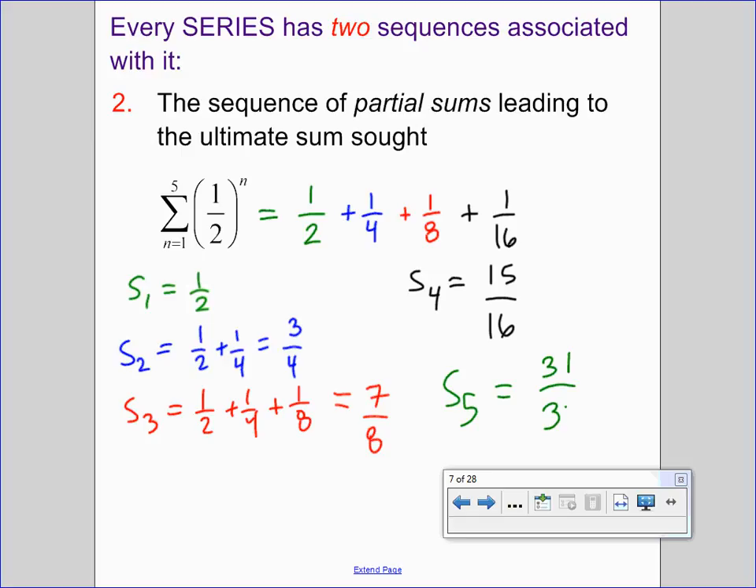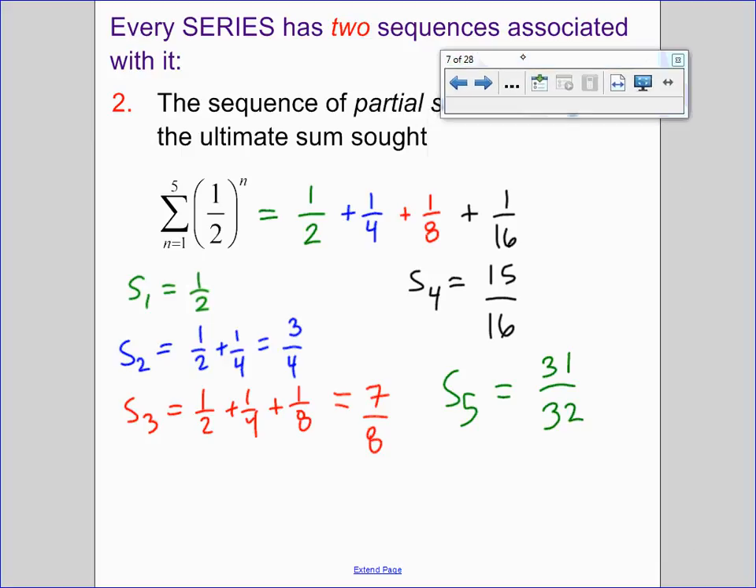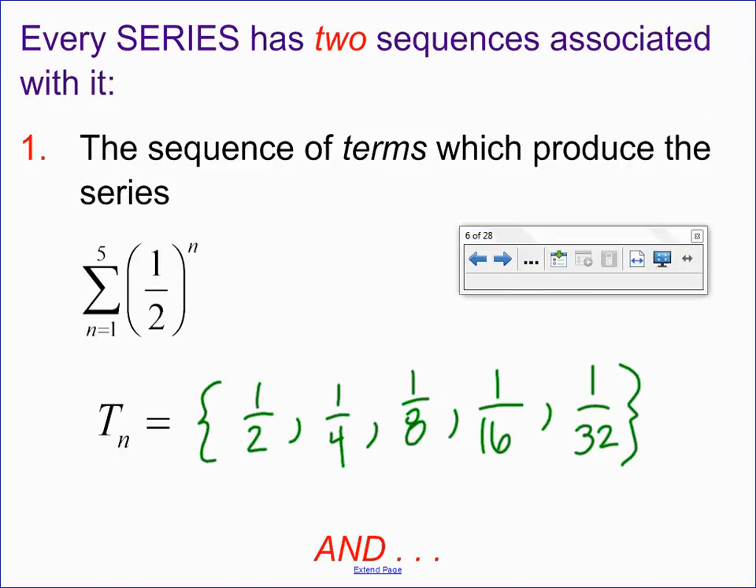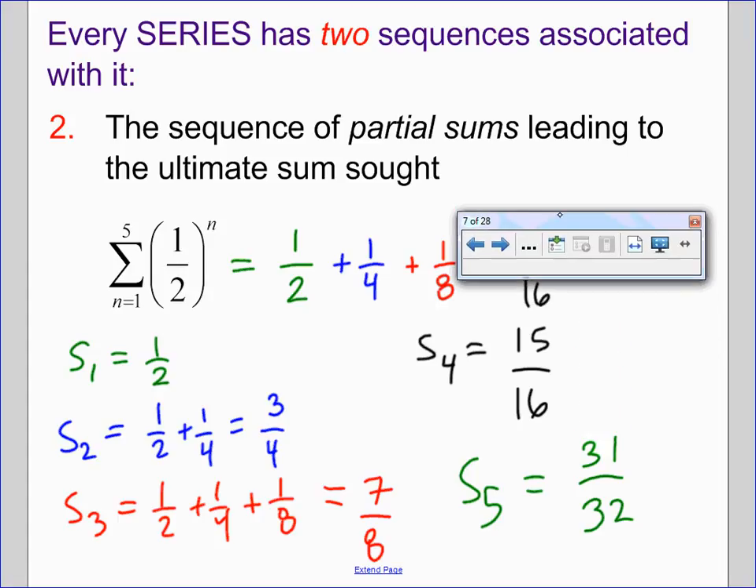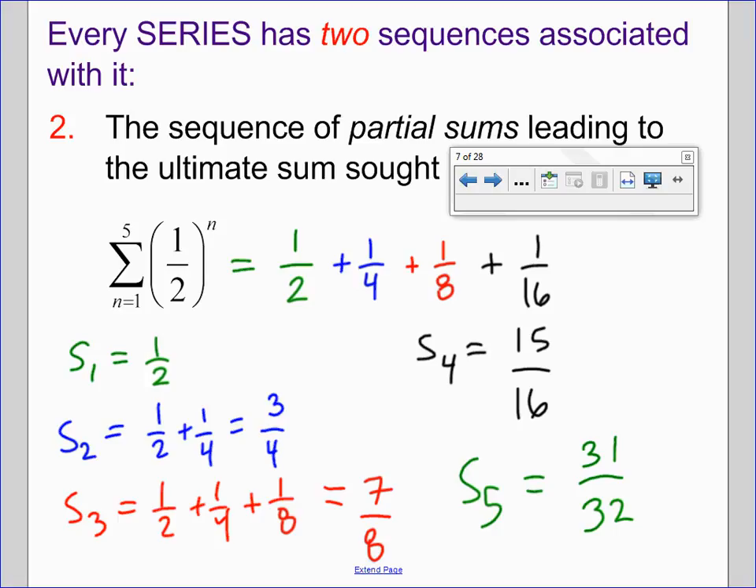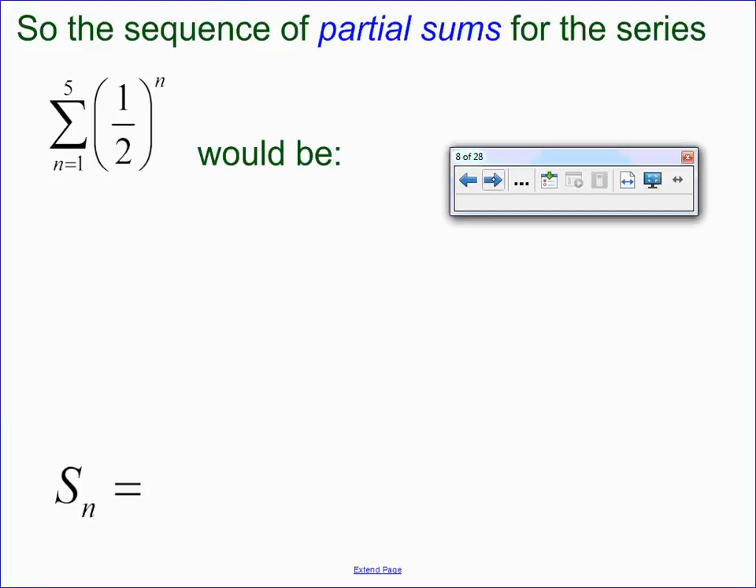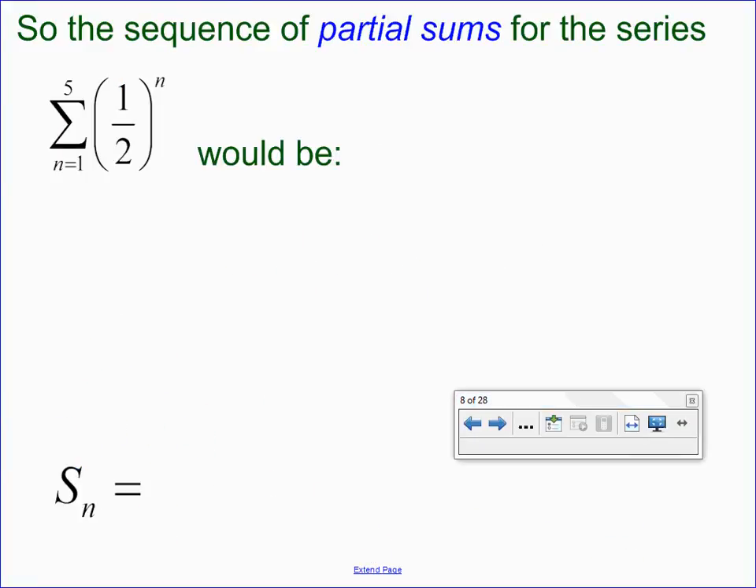31/32 is correct. So the first sequence associated with every series is the sequence of actual term values. The second sequence associated with every series is the sequence of partial sums. I want you to look at these partial sums. s sub 1 is 1/2, 3/4, 7/8, 15/16, 31/32. Does it seem like these partial sums are converging to a particular value?